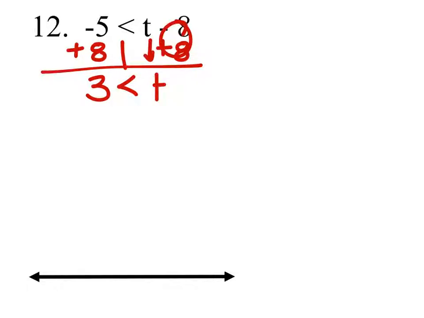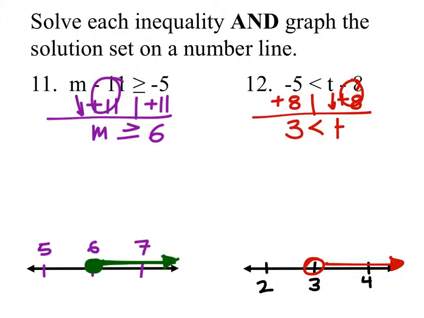So on the number line, we got a 3 that should be in the middle, a 4 on the right, and 2 on the left. And at 3, this one's going to be an open circle because it is not equal to t, it's just less than t. And this one is eating the t, so this line would go to the right. All right, here's these two for you guys.